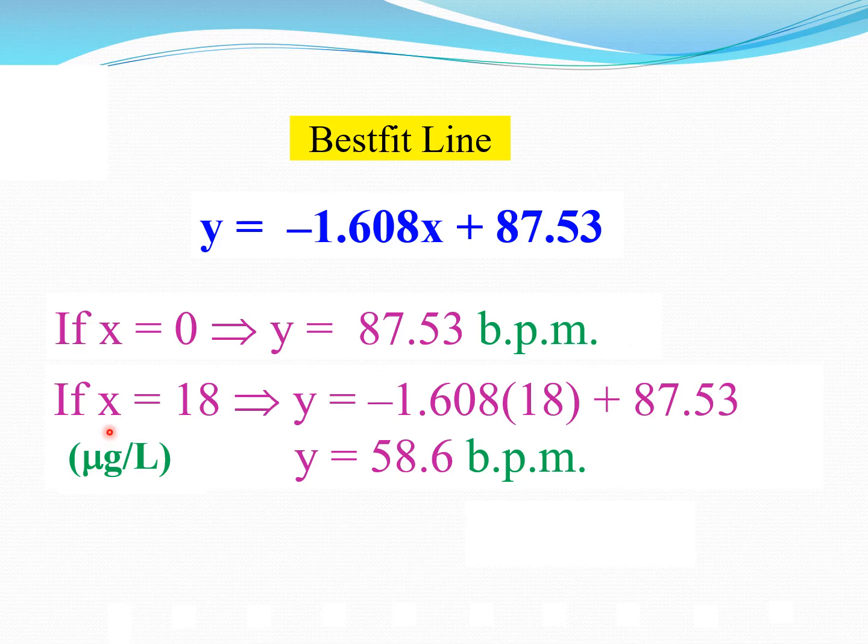And then we just take the value at the extreme right of the graph. If x is equal to 18 micrograms of drug per litre, y equals minus 1.608 times 18, put 18 in for x, plus 87.53, so y is equal to 58.6 beats per minute. So again, obviously for this patient, taking 18 micrograms per litre of the drug would be too much.